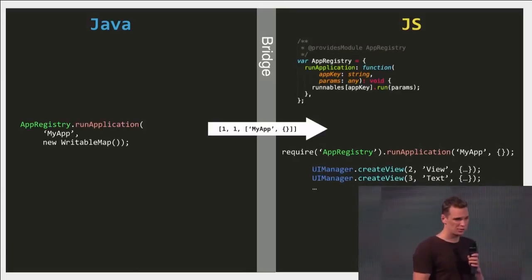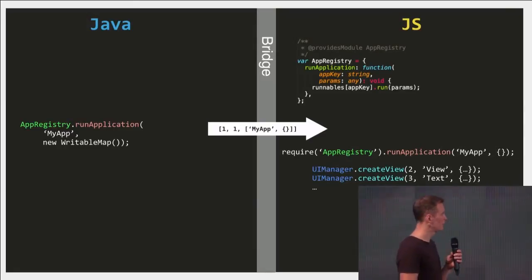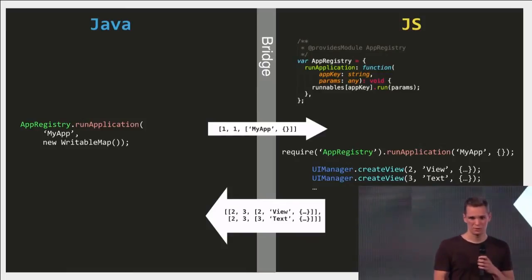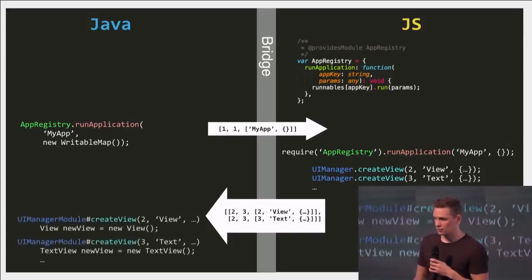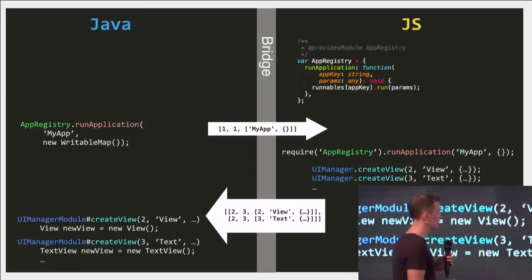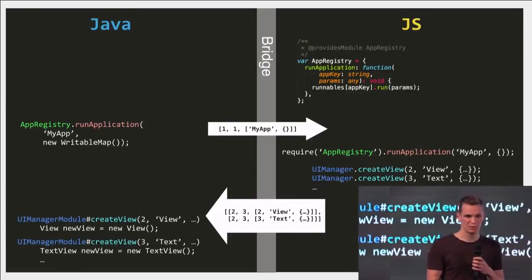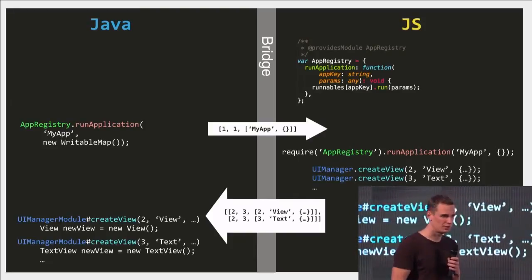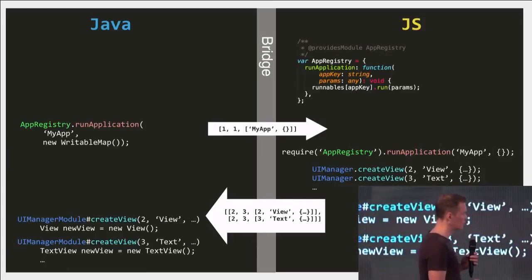This leads to a bunch of calls in JavaScript, which can be calls back into native, right? So UI manager create view is a JavaScript call that will lead to a native call, which means that a view and a text view will get created back in native, right? So this is what it looks like, right? Native decides to run an application, then asks the JS, hey, what do you want to do? And then JS returns, I want to have some views and I want to have some text views on the screen. And it's all batched.